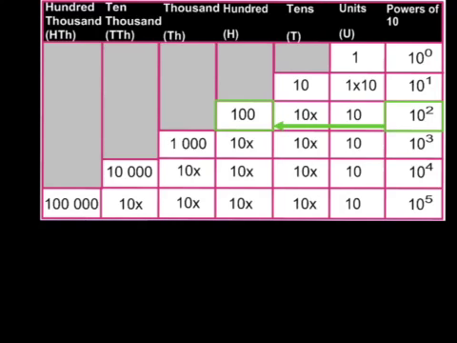The powers of 10 can be written 3 different ways. You can either write it as a standard number, 100, or you can write it in an expanded form, 10 times 10, or you can write it in exponential form, 10 to the second power, or 10 squared.